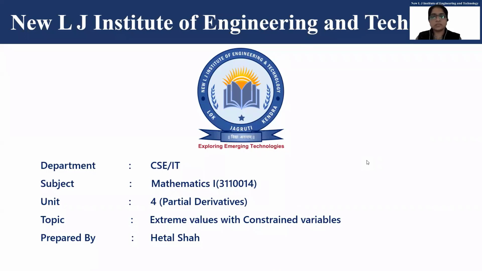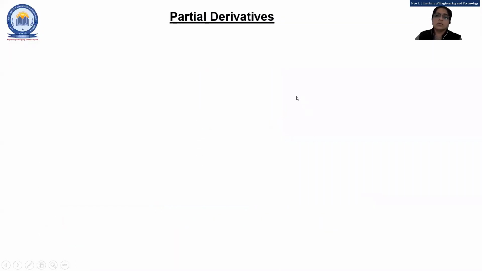Very good morning, students. Today we continue our lecture with chapter 4, partial derivatives, and the topic is extreme values with constraint variables. In the last lecture we learned about extreme values only, and today is extreme values with constraint variables. Let me first revise the steps for extreme values.